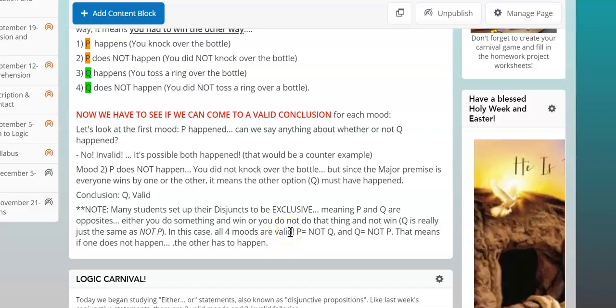So it's basically saying if P happening means Q did not happen, and because the not happening ones are valid. So if you decide to set up your game like that, just make sure you think it all the way through. And then when I ask you which ones are valid, you might have a different answer than the 2 valid and 2 invalid.